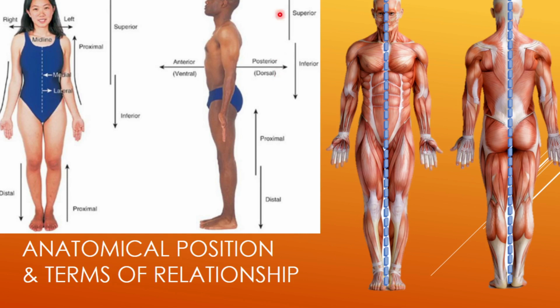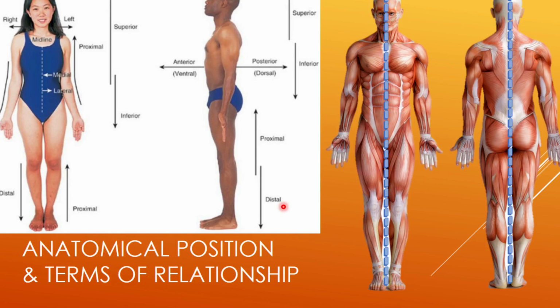We then have superior, which means towards the top or towards the head. And then inferior, the opposite, towards the bottom, towards the floor. There's then proximal and distal. Now these are kind of similar and often actually confused with superior and inferior. So we tend to use these quite often when we're referring to the limbs.